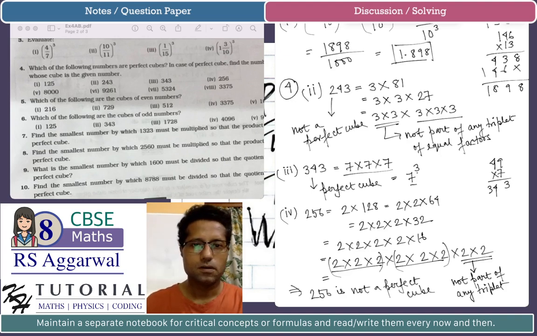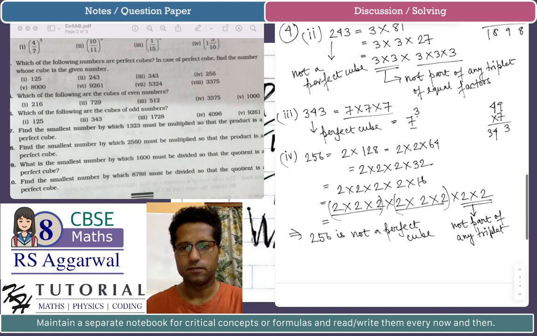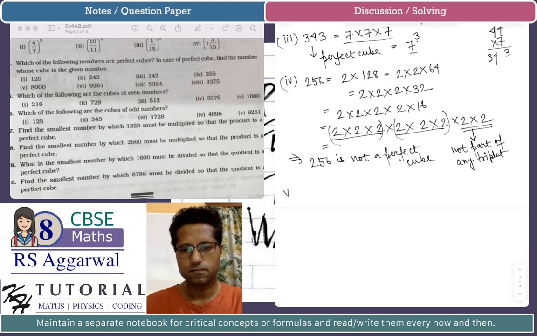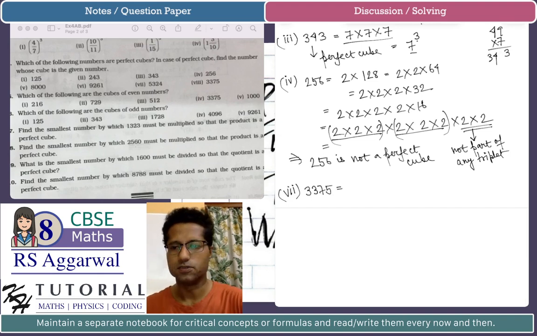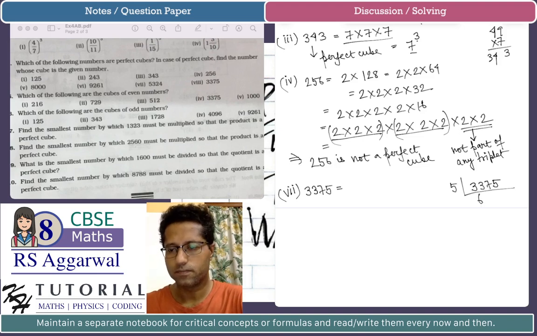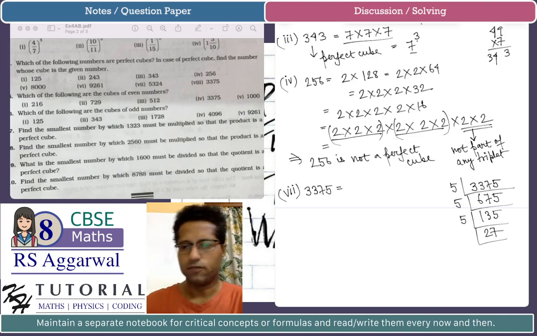Okay. Let's see 3375, that is 27, 5... Now 3, 3, 7, 5. The prime factorization is a very important step. You should be very strong at finding the prime factorization of any given number. I will divide by 5. So 675. I will again divide by 5. 135. Again divide by 5. 27, and 27 we know.